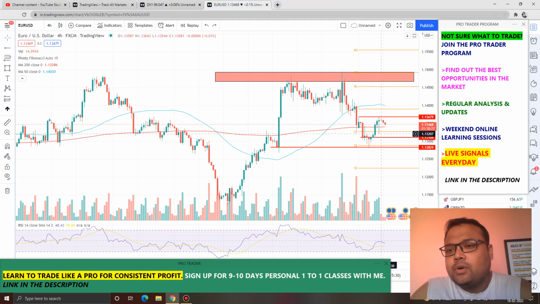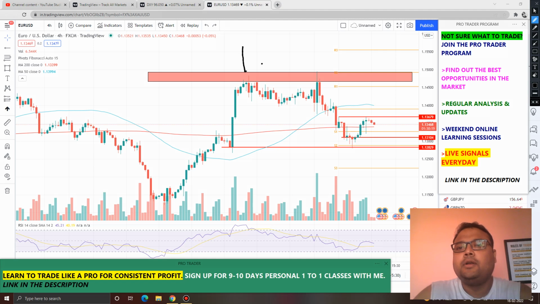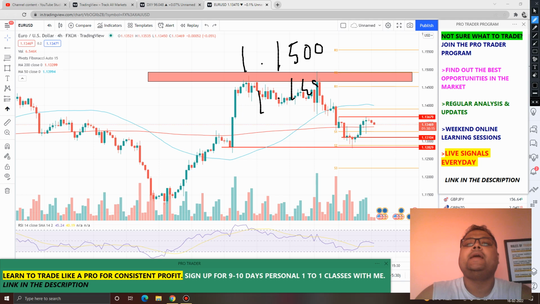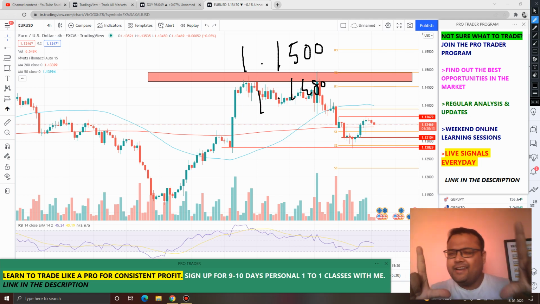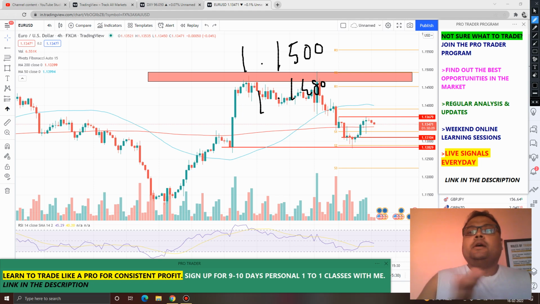Now let's look at the chart of Euro USD. The current market price is 1.1346, and one thing is very much clear, that the resistance zone of 1.1500 to 1.1480 is a valid resistance for Euro USD, because during this normal market it still failed to cross the level.